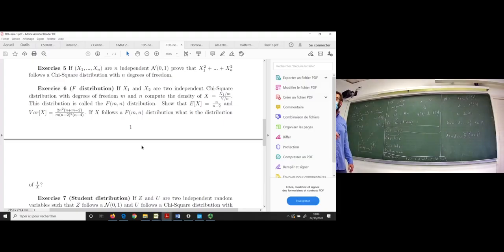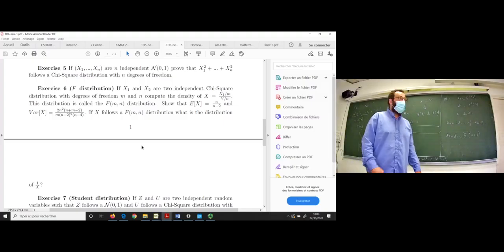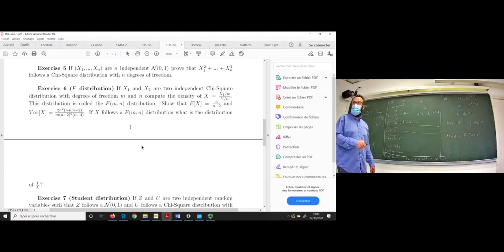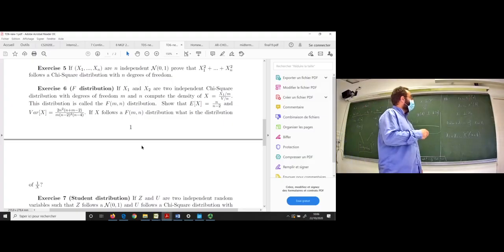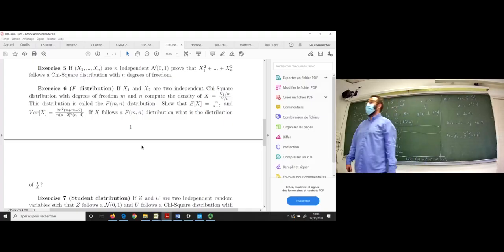Here I have a sum of the square of n independent N(0,1). Here I have the sum of the square of k independent N(0,1). I know that x1 to xn are independent, so the random variables involved in the sums will be independent. So when I do the sum of the two, I have a sum of the square of n plus k independent N(0,1). So that's why I have this one. Okay, it's one very basic way to have it intuitively.